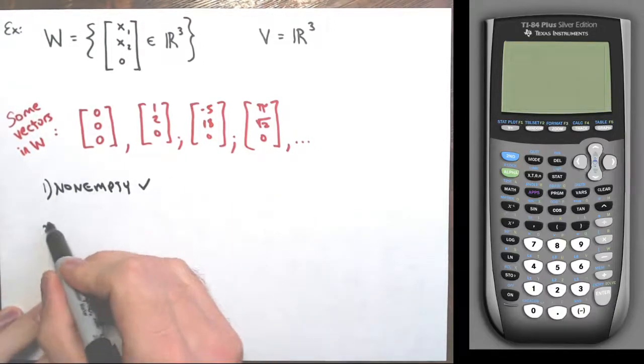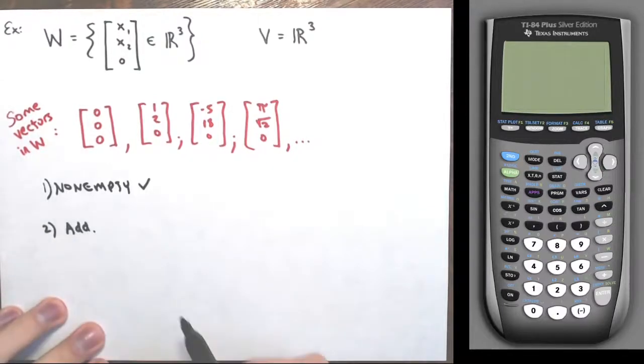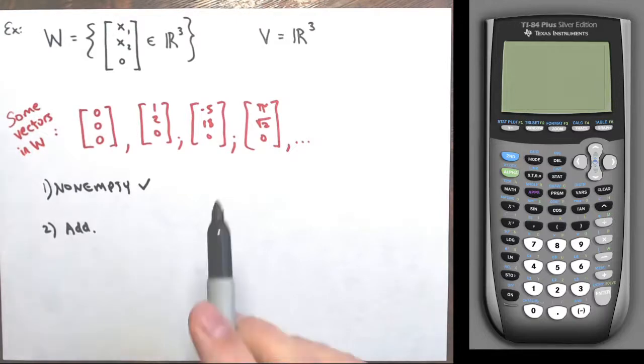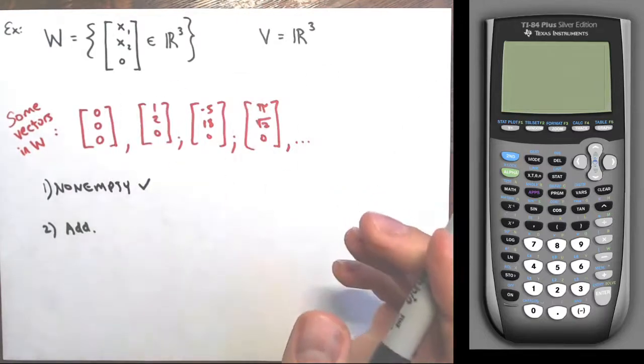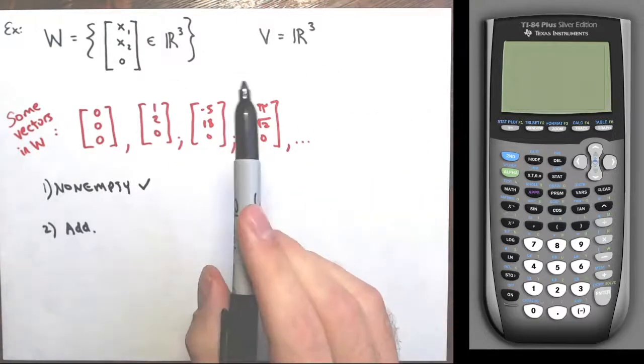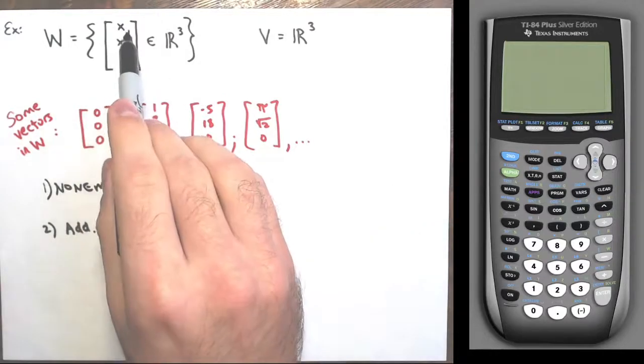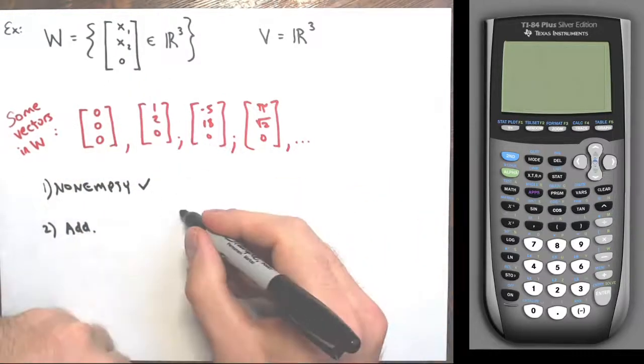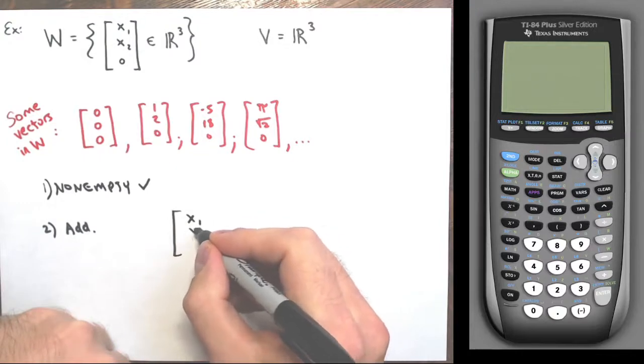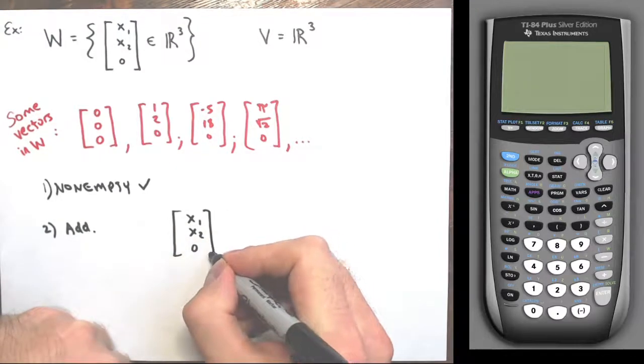Check. Is it closed under vector addition? All right, so I'm just going to speak it out loud this time. I guess I'll do it. Here's a vector that would belong to W.